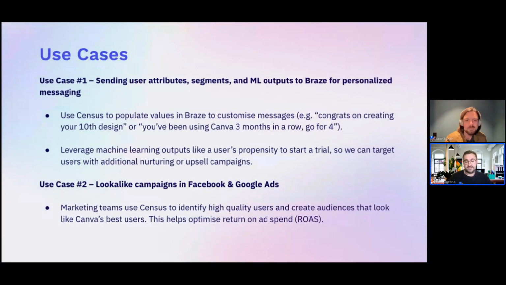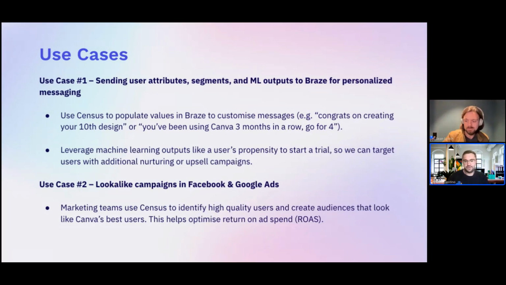The fact that Census is sitting on top of our data warehouse also means we can leverage our machine learning outputs. For example, we have a model called a user's propensity to start a trial. It generates a value that indicates how likely a user is to start a subscription at Canva. We identify users in a niche range of propensity to trial, so we ignore the people the model suggests aren't interested in trialing. We also ignore the users so likely to start a trial that we just leave them alone and let them find it on their own.